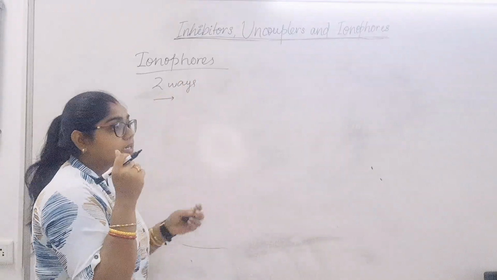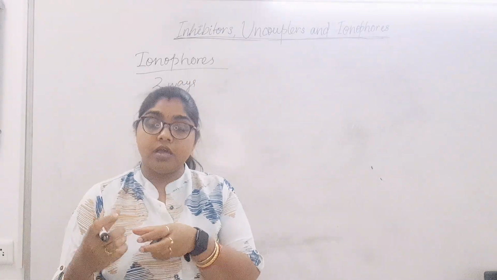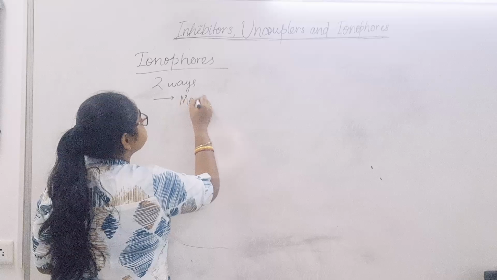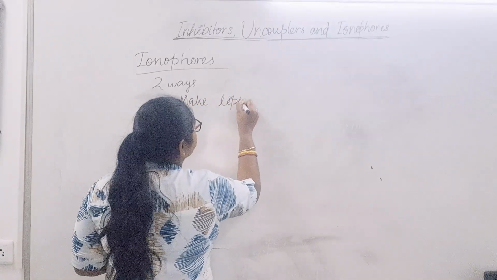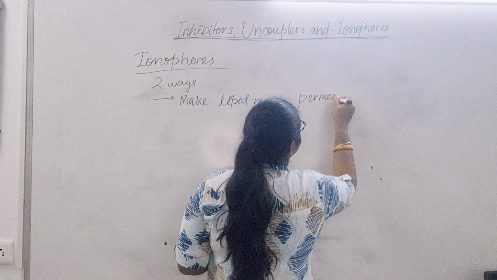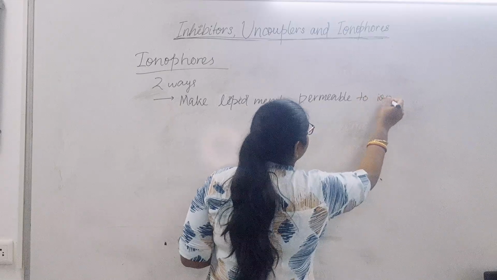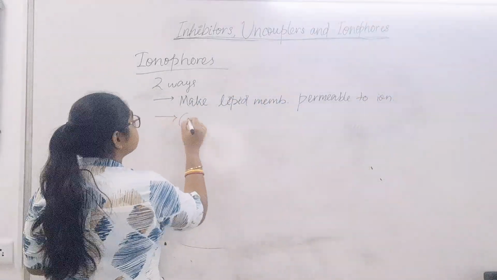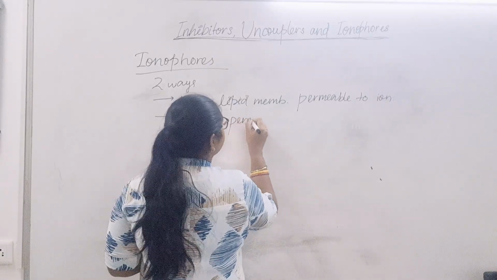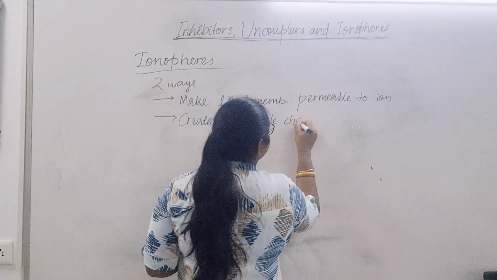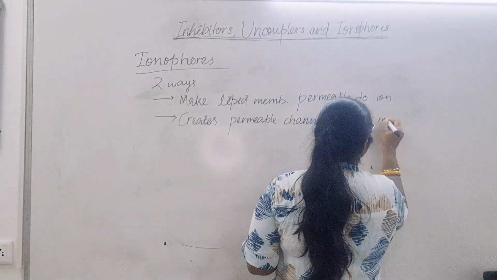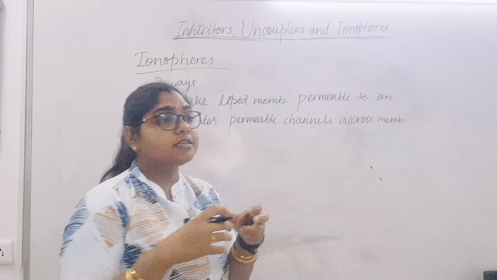Sometimes it makes the lipid bilayer membrane of the mitochondria permeable to certain ions, or it creates permeable channels across the membrane. And sometimes it acts as a mobile carrier.